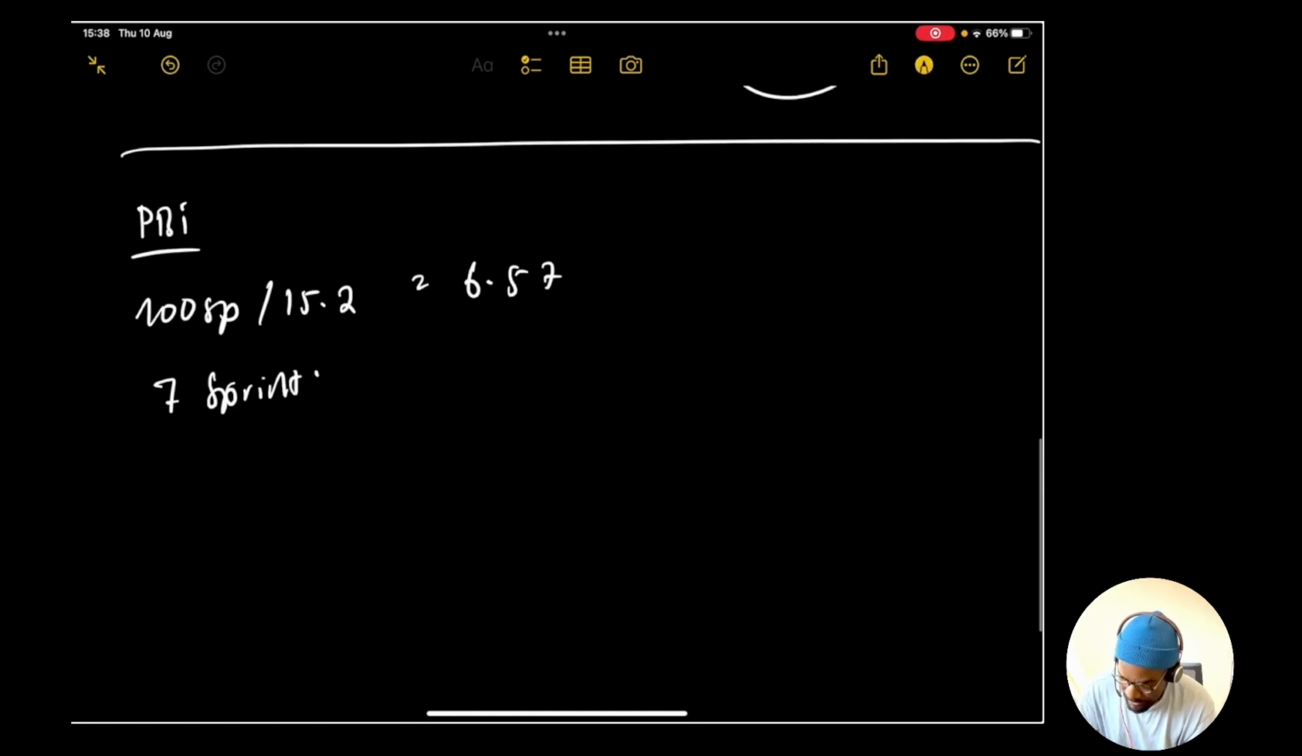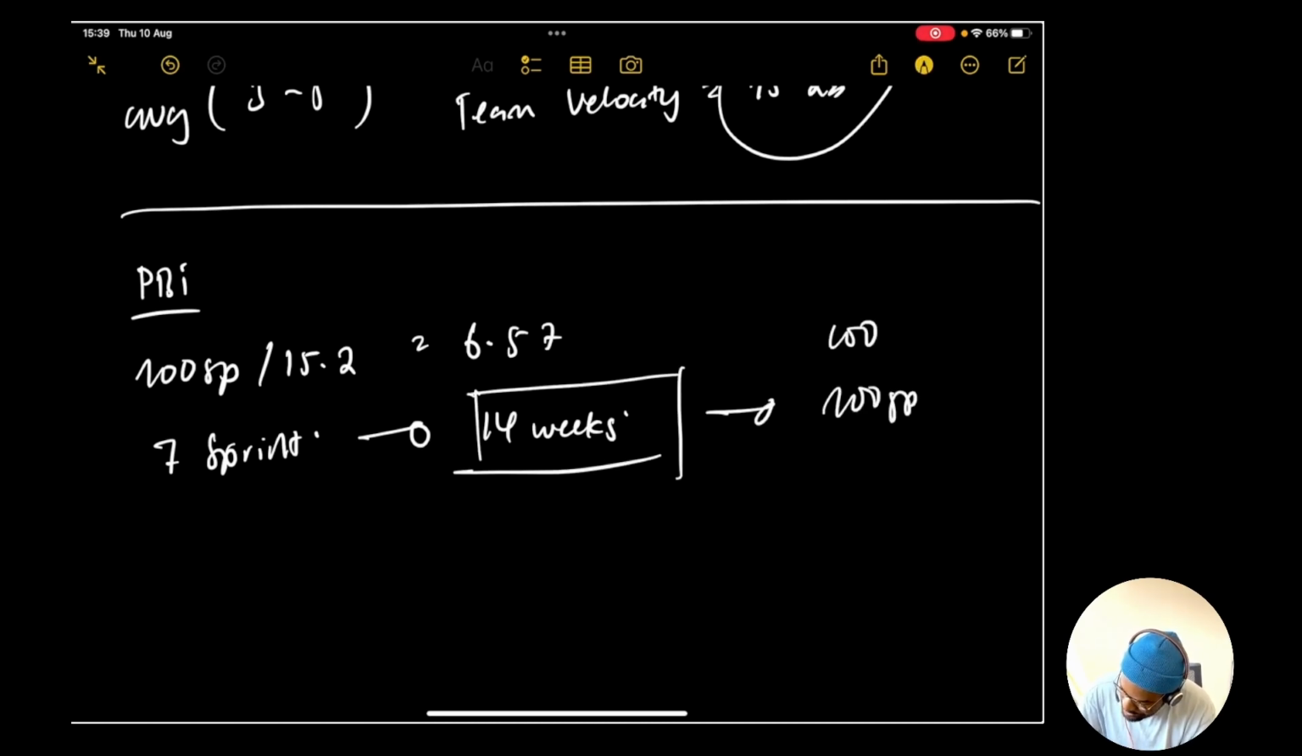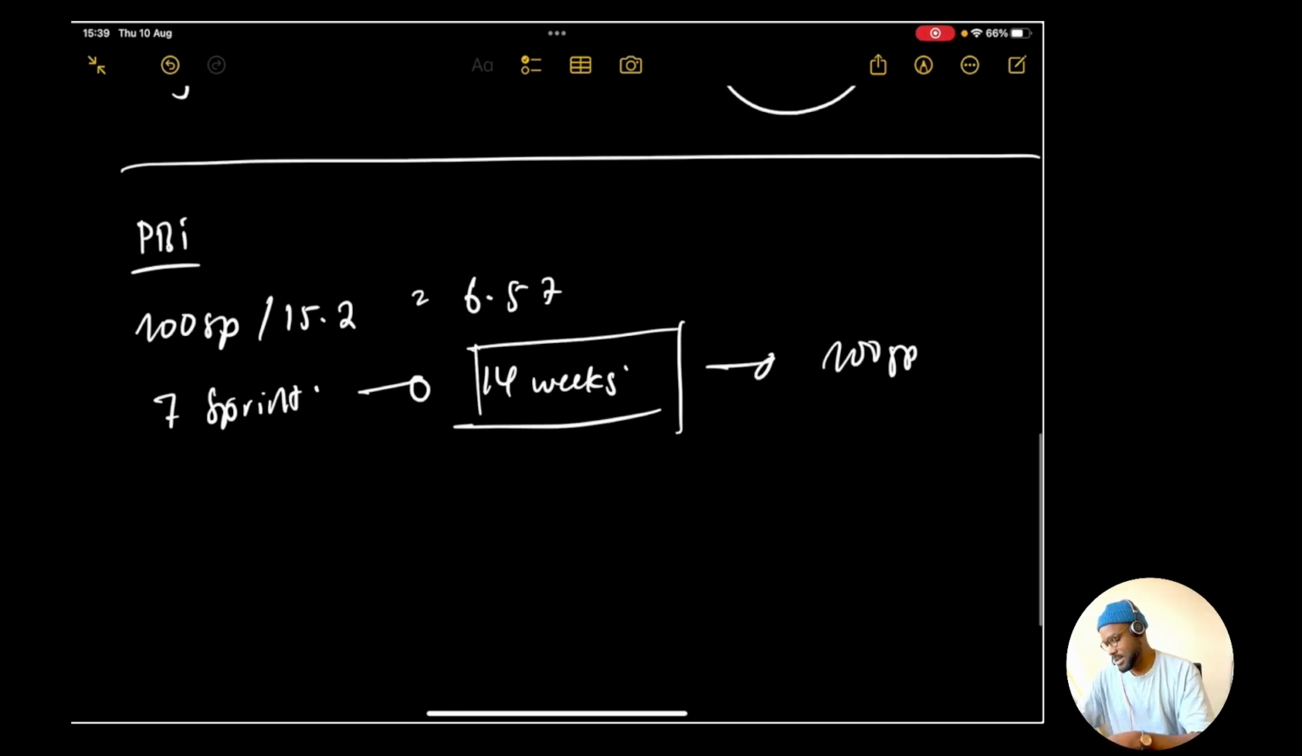7 sprints. Now, I forgot to mention that when it comes down to sprint, what does a sprint mean? Is it 2 weeks? Is it 4 weeks? But usually when people talk of sprint, they mean 2 weeks. So for the purpose of this video, let's just say the sprint is 2 weeks, which means that if we're talking of 7 sprints, that equals 14 weeks. So it's going to take your team 14 weeks to tackle this product backlog of 100 story points. I hope this clarifies a little bit how this is being calculated.